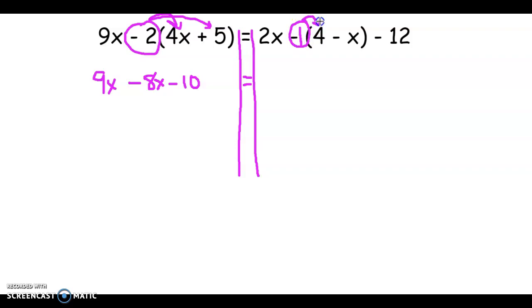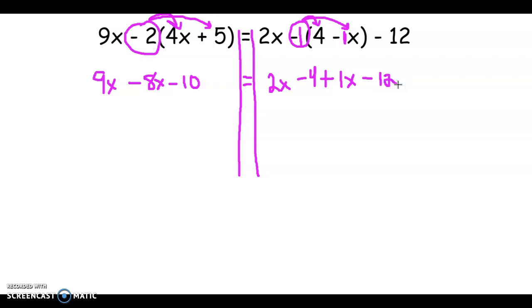And a negative times a positive is a negative, and 1 times 4 is 4. I am then going to multiply that -1 times a -1x. Remember, there's always a 1 in front of that x if there's no coefficient written. Negative times a negative is a positive, and 1 times 1 is 1, so I have a positive 1x. Now on this side, the 2x wasn't a part of the parentheses, so I'm going to bring that down. And the -12 was not a part of the parentheses, so I'm just going to bring that down.